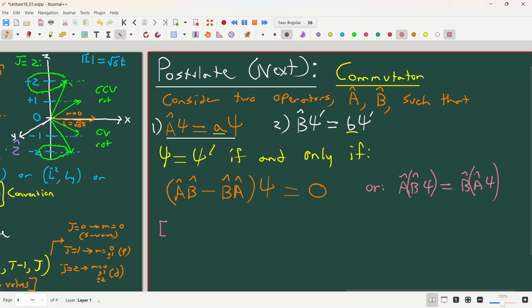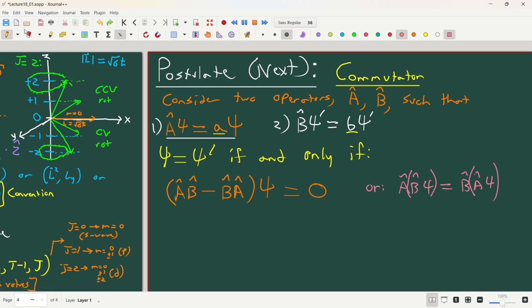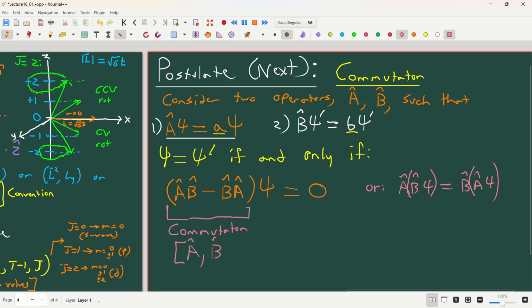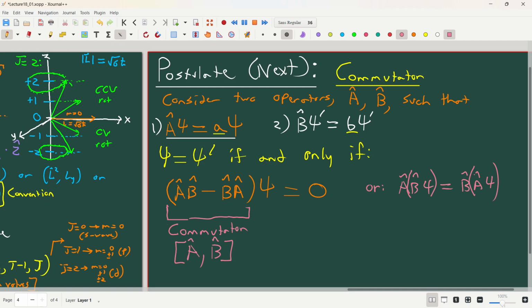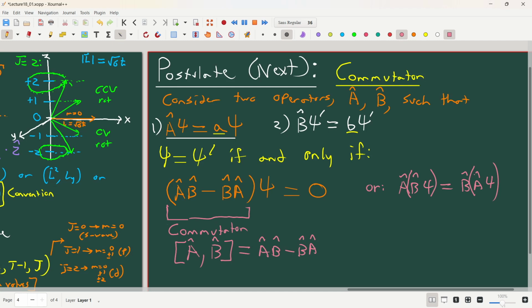Let me define one more thing before we do an example. This difference of operators, AB minus BA, is called the commutator. And we write it like this, with brackets. We put the operators inside the brackets, separated by a comma, A, B. So this is equal to AB minus BA.